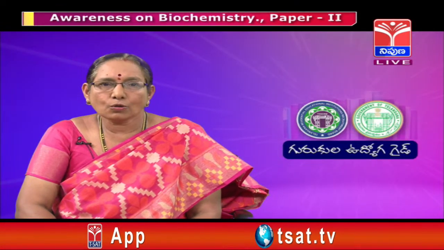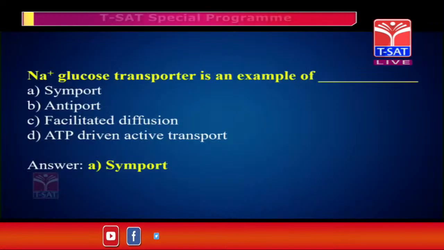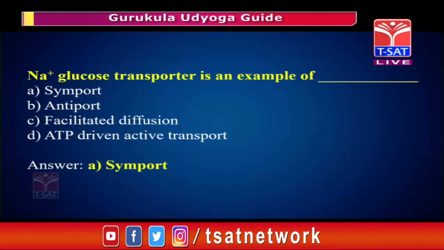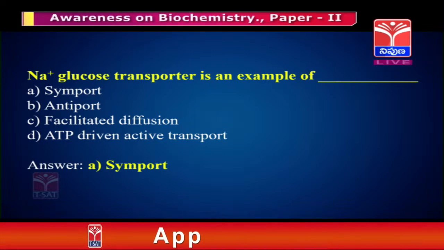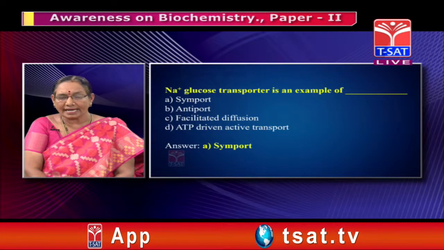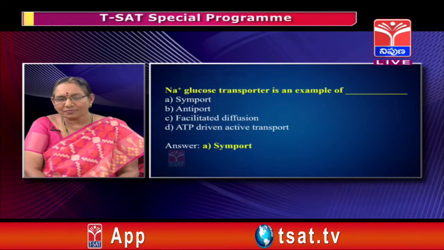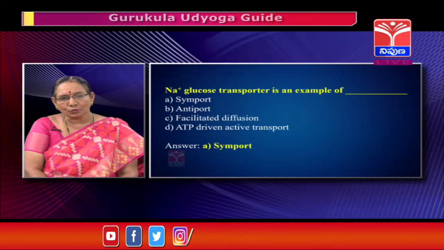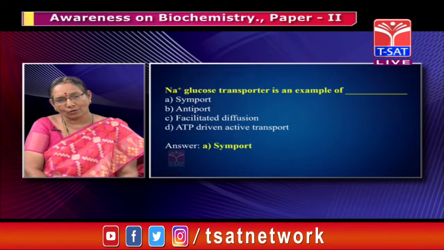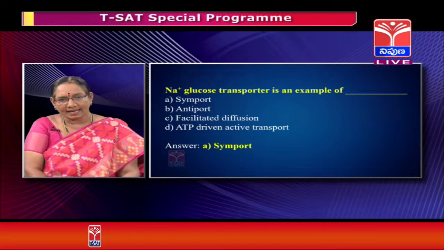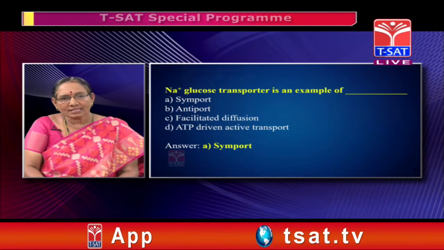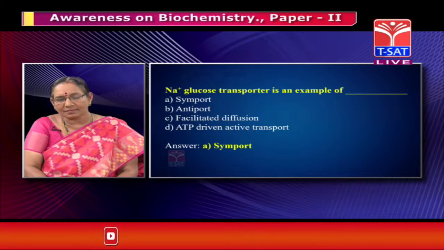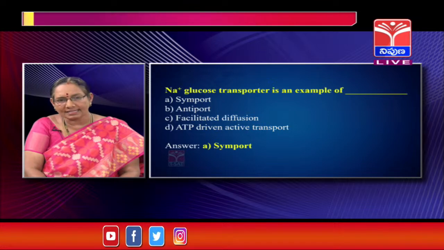Sodium glucose transporter is an example of. Here they are testing our knowledge of which type of transporter protein is important in this mechanism. The options are symport, antiport, facilitated diffusion, and ATP driven. As I said earlier, all types of mechanisms are given as options, but we need to know that sodium glucose transporter is a symporter. That is, whenever it is transporting a sodium ion, another molecule also gets transported along with it. Antiport is in the opposite direction, symport is transport in the same direction. If you understand the mechanism, you can easily conclude the answer is symport.